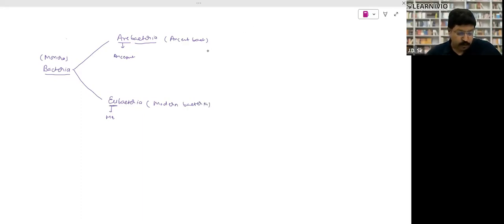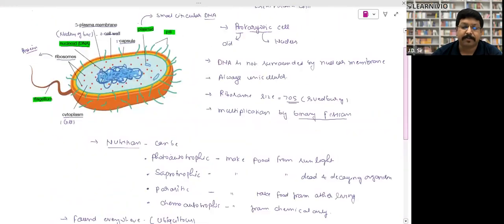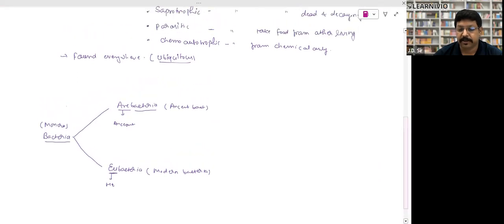So what is with the archaebacteria? Archaebacteria are most probably the first cell of the earth, right? Archaebacteria are characterized by something very important. What is the peculiarity with the archaebacteria? I'll tell you what the archaebacteria are and how they look. Eubacteria we have already discussed. Eubacteria means the bacteria we discussed. Now we need to discuss the archaebacteria. Let me discuss it separately in the next speech.